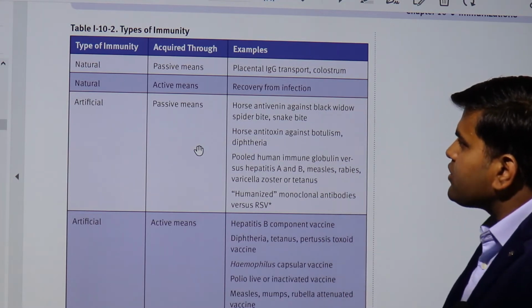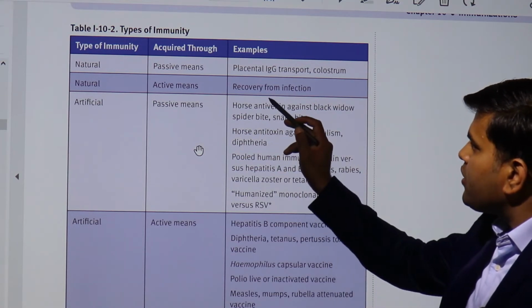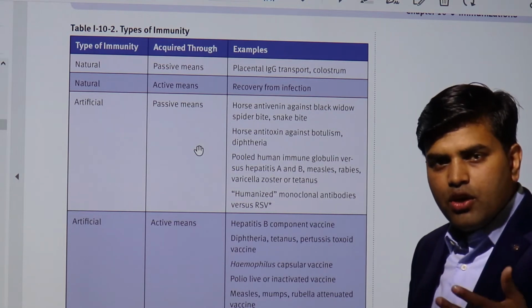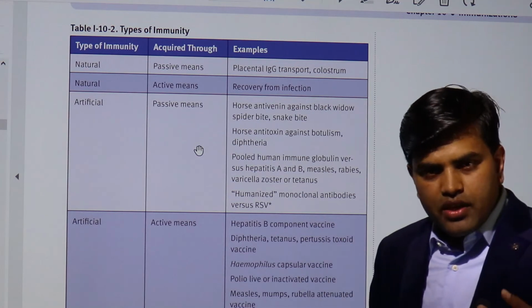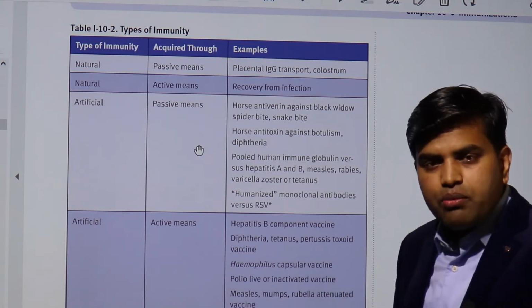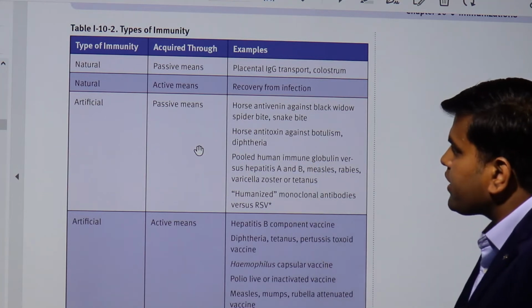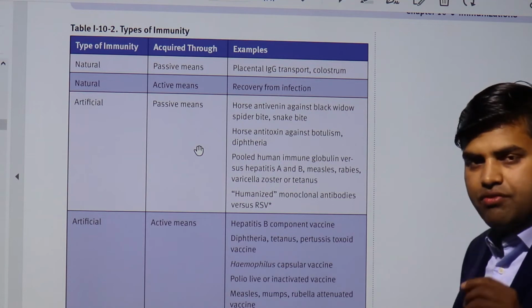Then talking about the natural, there can be active means, the recovery from the infection. There is a clinical and subclinical infection, from which you can recover and you develop immunity, where your own body will take part in the formation of antibody, and that is the natural active means. And there can be the artificial active means as well, that is the vaccination.